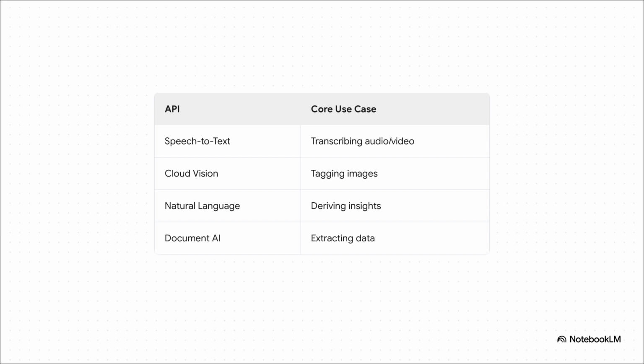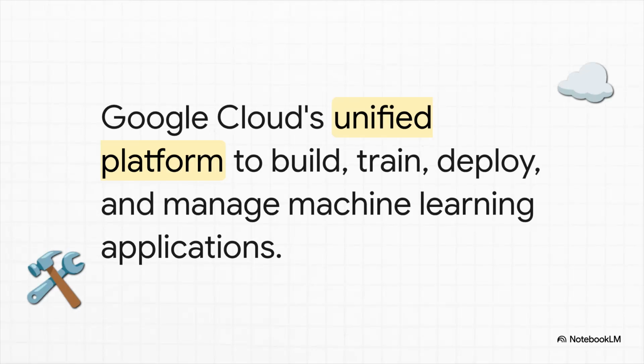Or say you need to extract specific data fields from giant stacks of PDFs and invoices. Well, that is exactly where Document AI shines. So how do you actually orchestrate all of this stuff? Well, that's where Vertex AI comes in. Think of Vertex AI as your central command station.